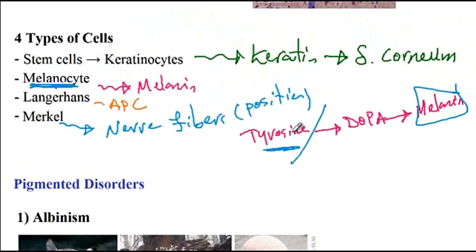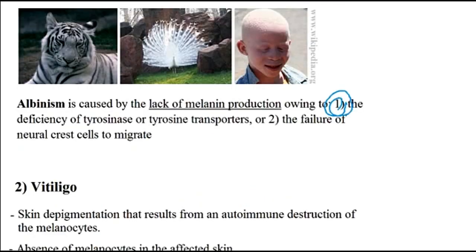So if there is deficiency of the tyrosinase or tyrosine transporter, or there is a problem with the neural crest cells which give rise to melanocytes, therefore, there won't be any melanin production. So either the deficiency of tyrosinase or tyrosine transporters or failure of the neural crest cell migration will cause lack of melanin production. And then the image above shows you examples of albinism which can exist in different species.